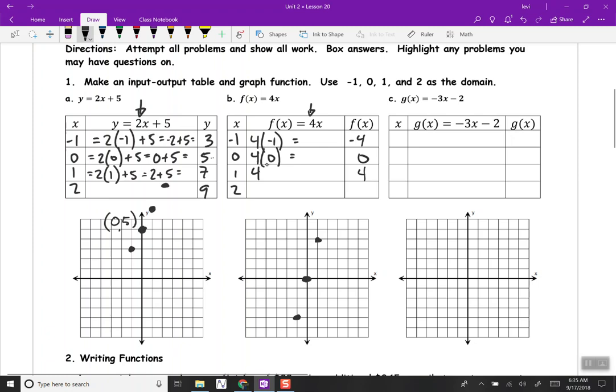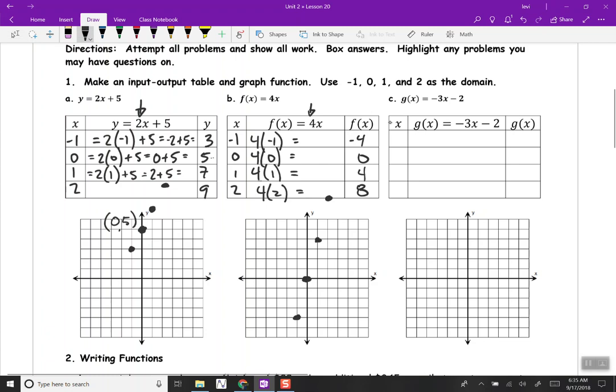Let's check it out. 4 times 1 makes 4. Next one should be 8. 4 times 2 is 8. So 2, 8.